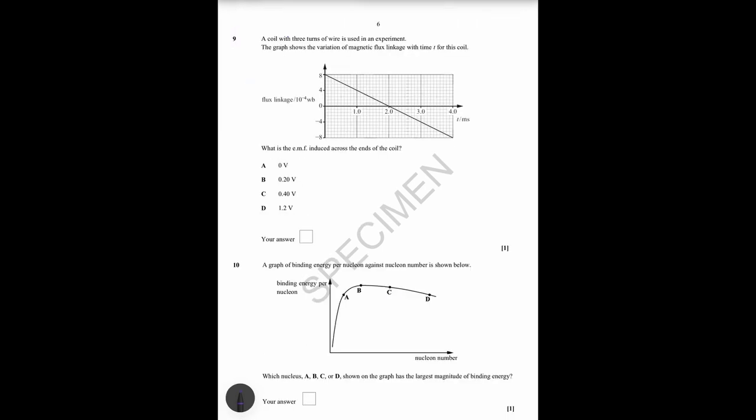Okay, so there's a bit of a trick in this next one. They're being a little bit sneaky. They're telling me that a coil with 3 turns of wire is used in experiments. So they're using that number 3 in there. And then it says the graph shows a variation of magnetic flux linkage with time.